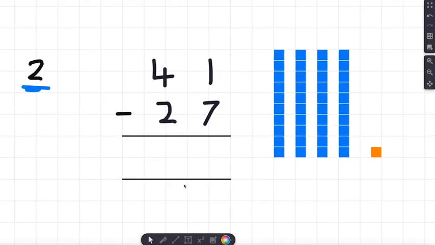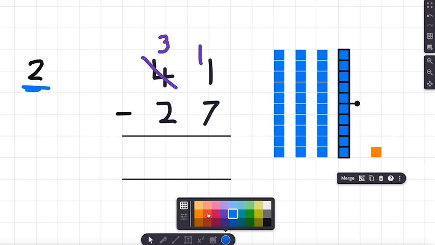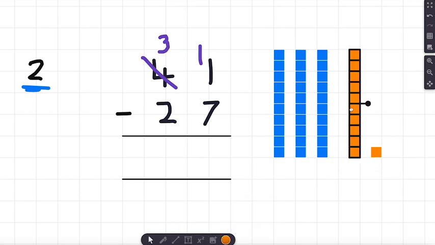On to question number 2. Here we have 41 take away 27. I have my 41 here. And again, we have an issue with 1 take away 7 when we start in the units column. So in order to get round that, I'm going to take a 10 from here. So now there's only 3 10s, and turn that into 10 units, giving me 11 units. And looking at the blocks, we have this 1 10 here. We're going to turn that into 10 units, meaning that we now have 11 units.